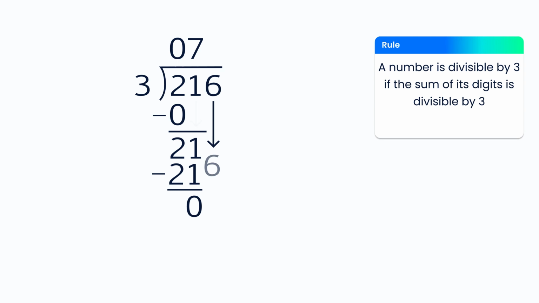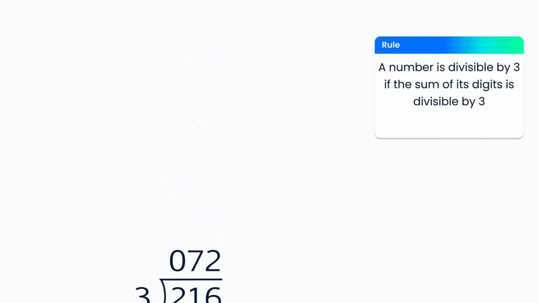Finally, copy down the 6. 6 goes into 3 2 times. 2 multiplied by 3 is 6. Now you subtract 6 from 6, which gives you a remainder of 0. As you can see, 216 is divisible by 3, because there is no remainder. This confirms that the divisibility rule holds for 216.